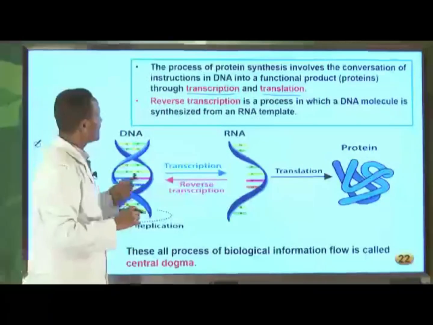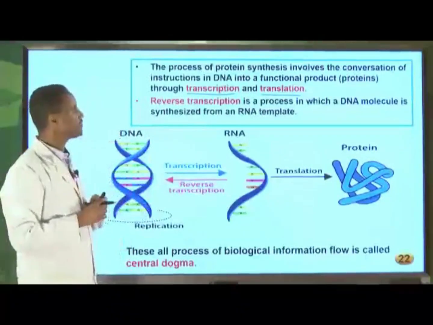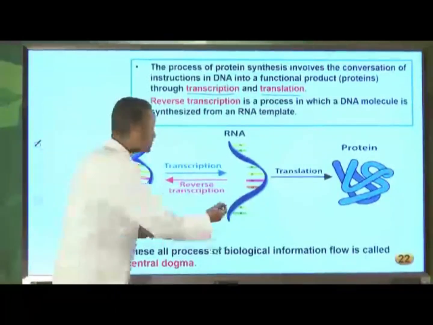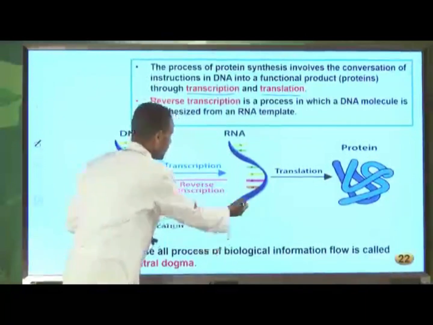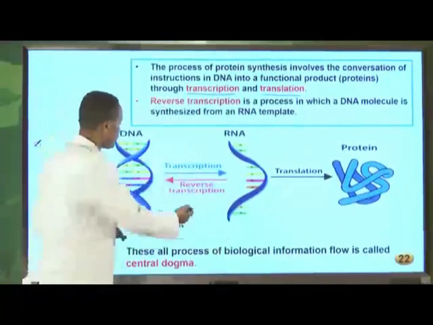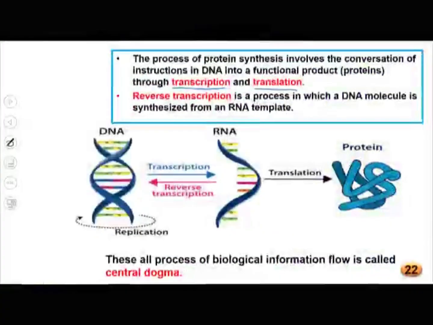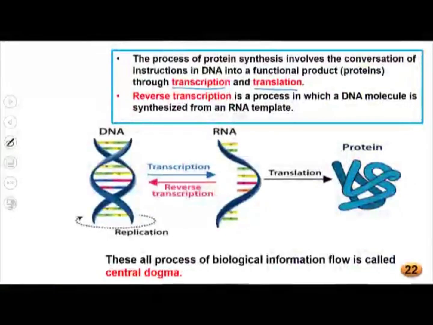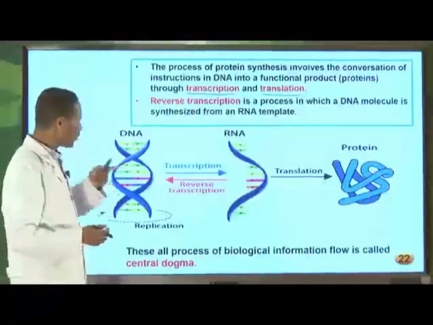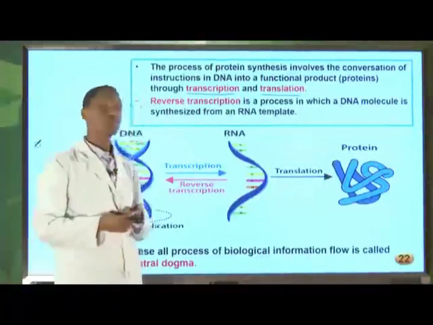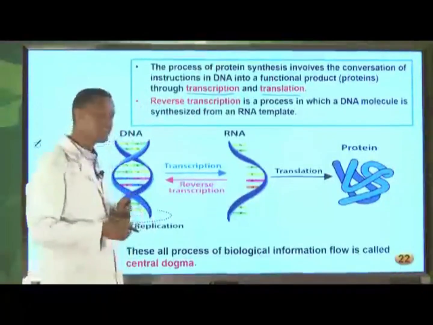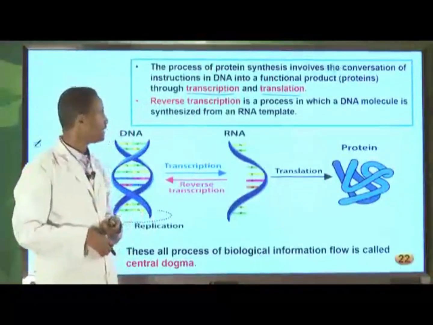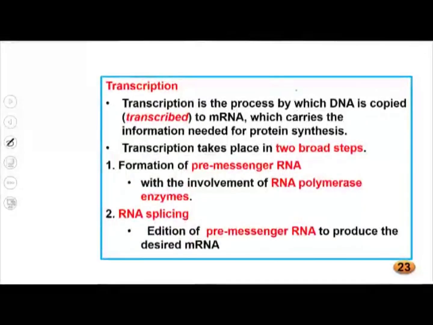Here, reverse transcription is a process in which a DNA molecule can be synthesized from an RNA template. If this one is the RNA, by the process of reverse transcription from the template RNA, the DNA can be produced again. Here, this whole process of biological information flow is so-called the central dogma of life. Process one by one. The first one is transcription.